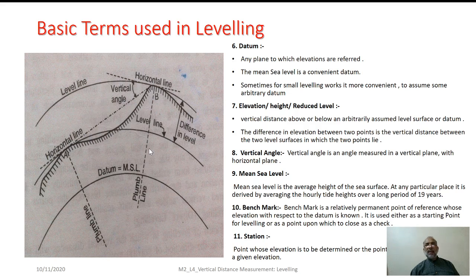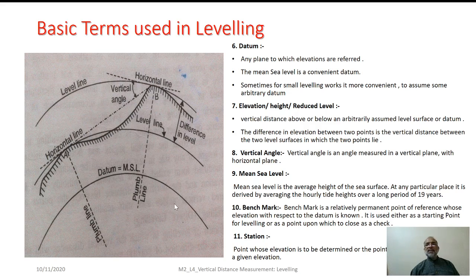Mean sea level is another criterion which is nothing but the average height of the sea surface. Here this is obtained by observing the existing sea level over 19 years.